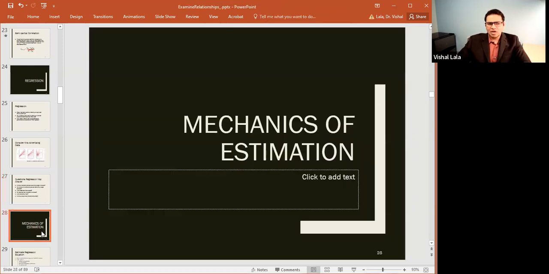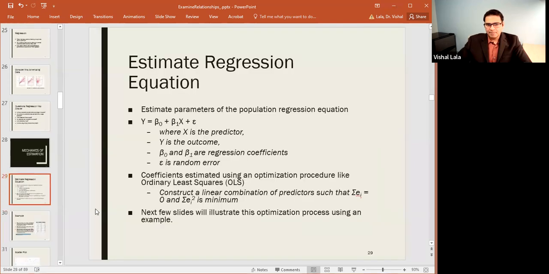Let's dig deeper into this topic by understanding the mechanics of estimation and linear regression. Rather than getting too deep in the weeds about the math behind regression, we'll try and understand regression in a visual manner. Before that, a little bit of math.